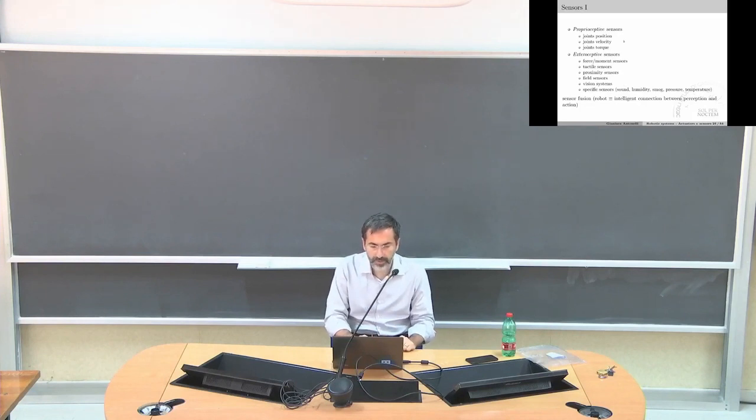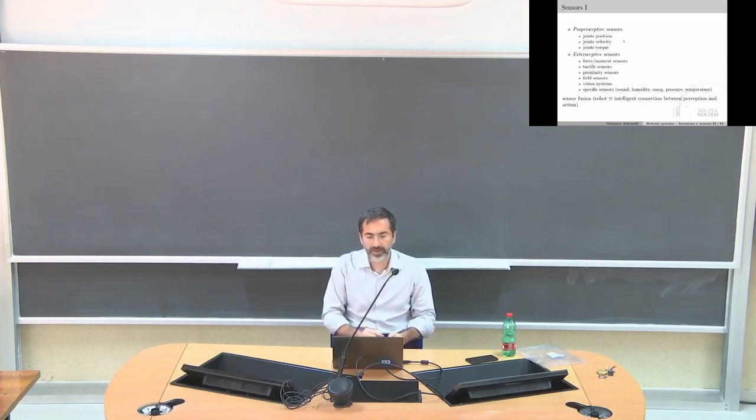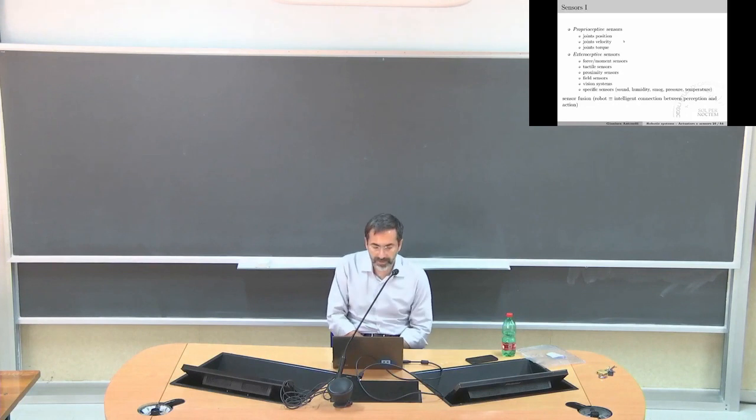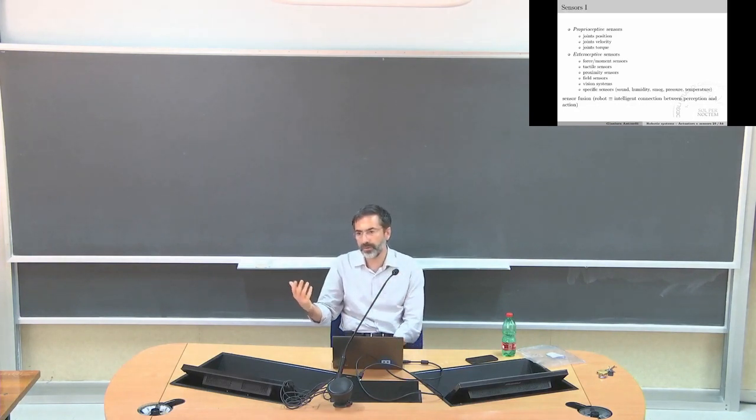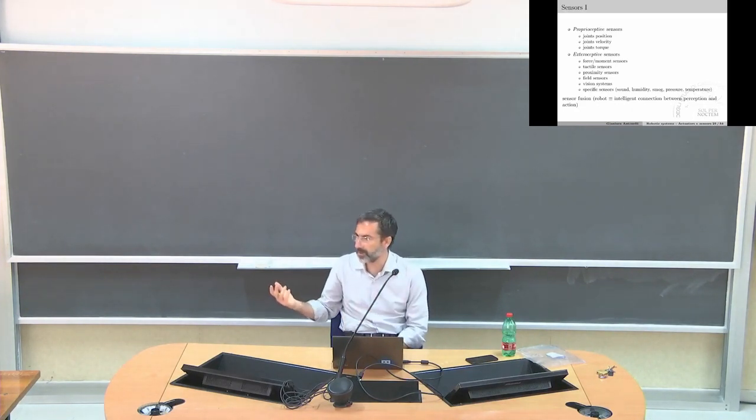We divide the sensors in proprioceptive and exteroceptive sensors. The proprioceptive sensors are the sensors that measure something internal to the robot. Exteroceptive, something that measures the relation of the robot with the environment or the environment itself. Okay.